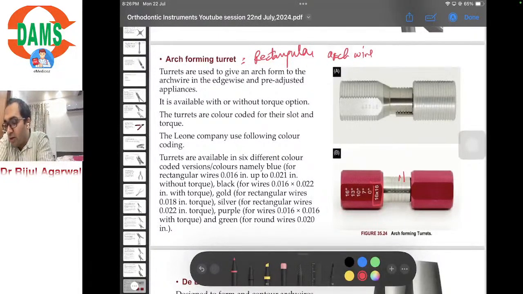Okay, so these are color coded. So I don't think anyone is going to ask you the color coding of these torque, but you should know that they can come in various colors for instrument identification in your exam. So do not get confused that only silver or red comes. They can come in various colors. The purpose of this color is to differentiate between the torque values.